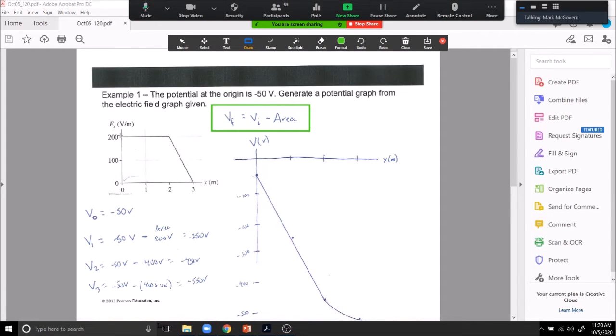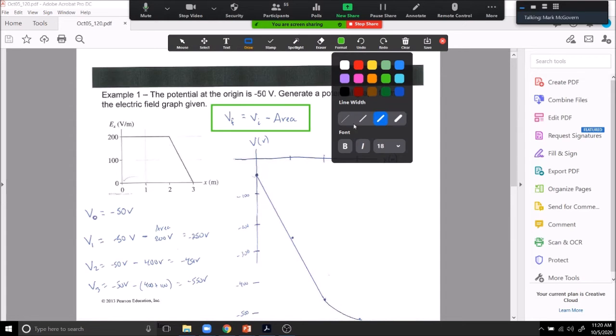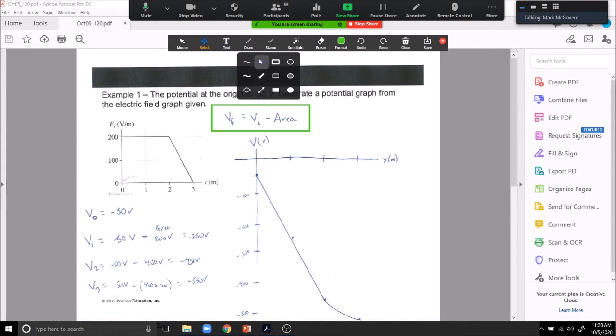Now, each square here, I know it's kind of hard to see these lines. There we go. Then we got one going like this. So each one of these boxes apparently is 100 volts. The area for the first part here, 0 to 1, is 200. So we end up here with a minus 250 volts.